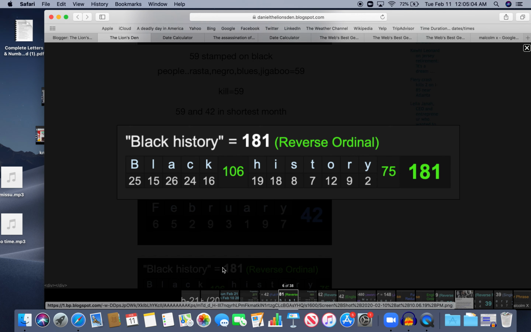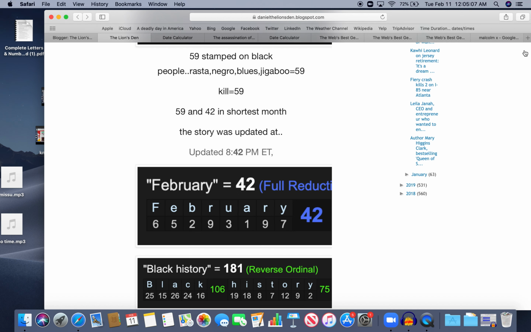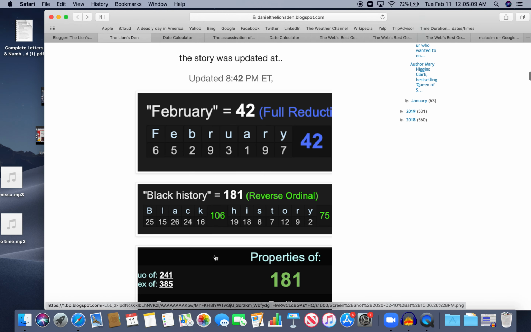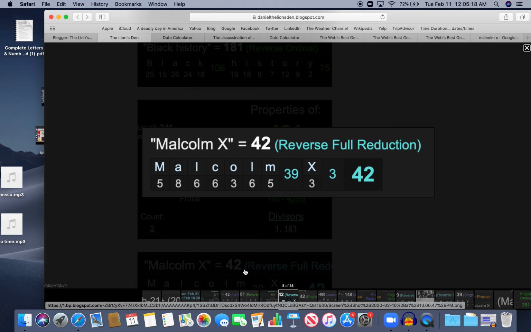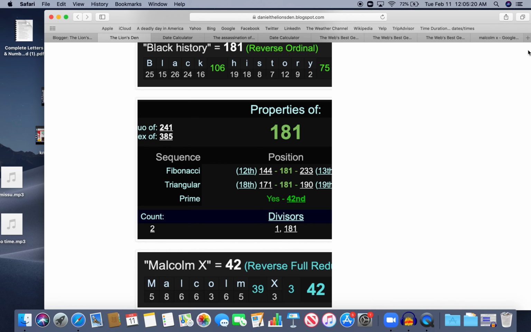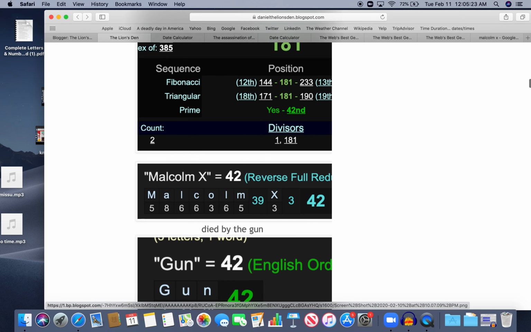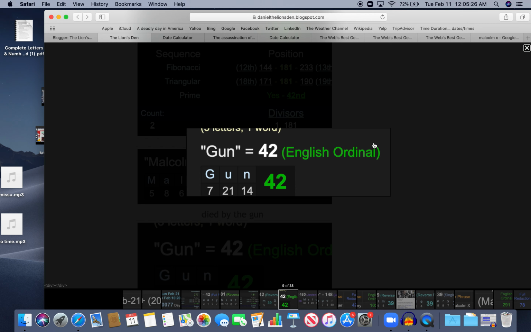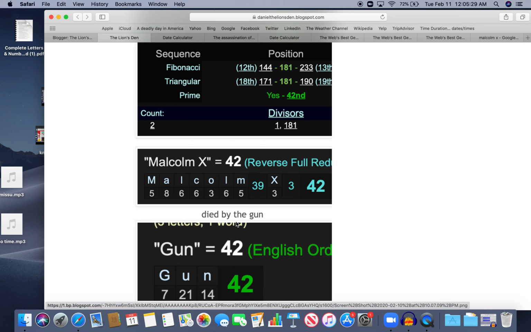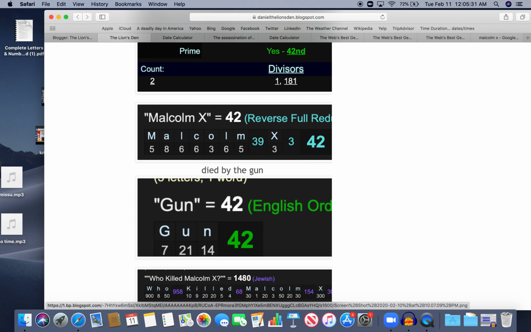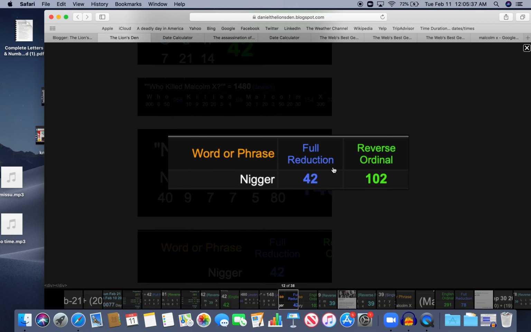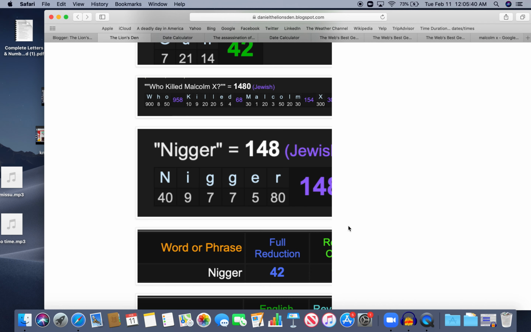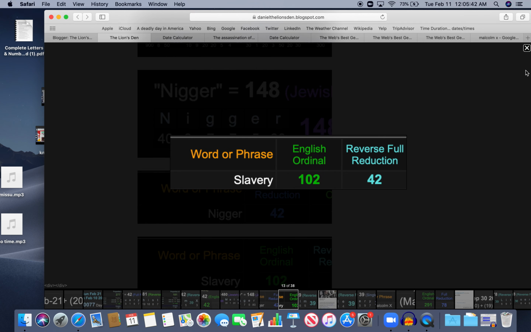Black history, just talking about black history, equals 181. 181, the 42nd prime, like February, like Malcolm X, equals 42. Like gun, he died by the gun, 42, more militant. Inspired the Black Panther Party. So, you know, obviously the N-word's involved here, 42 and 102. Just like, you know, slavery, 102 and 42.